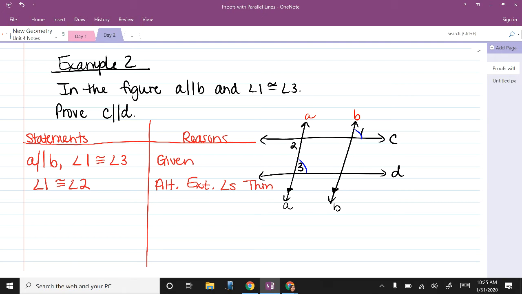Now looky here, this is very similar to the last one. What can I do now? Look at my statements. Angle 2 and 3 are congruent. How is this different? This is not much different than the last one, is it? No. Angle 2 is congruent to angle 3 because of what property? Transitive. They're both congruent to angle 1, so they must be congruent to each other, right?